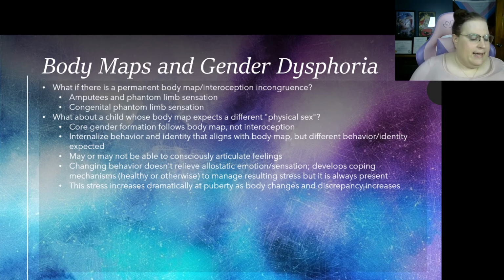They only hear about interoception when something is wrong, so the brain has to use the body map, not the interoceptive signals, to develop core gender.